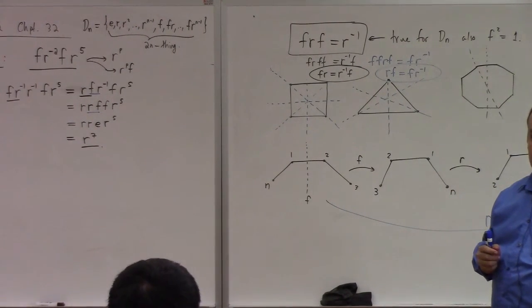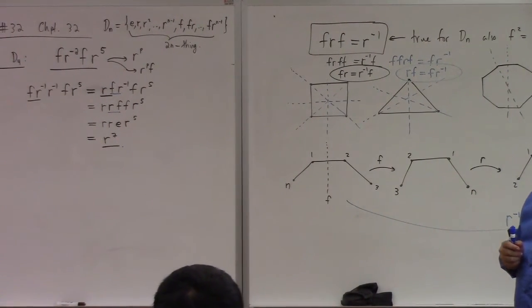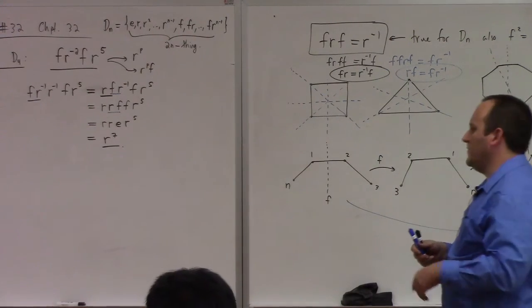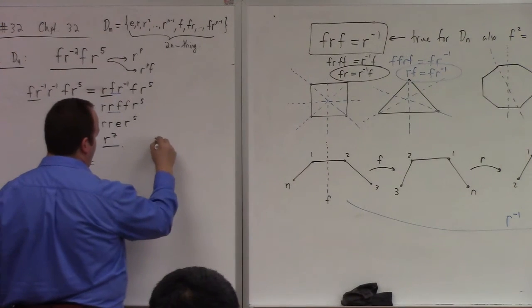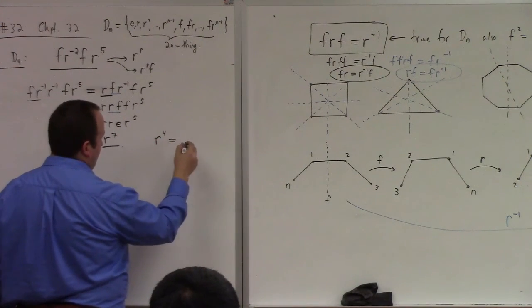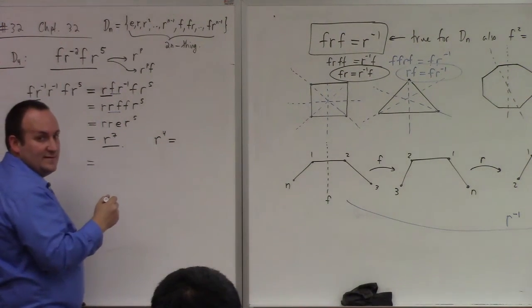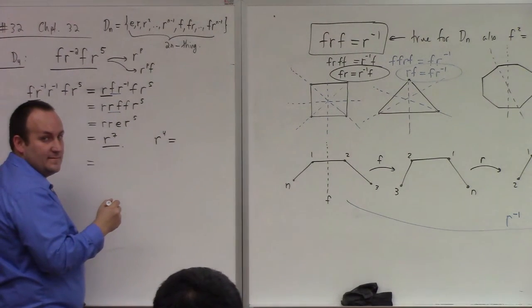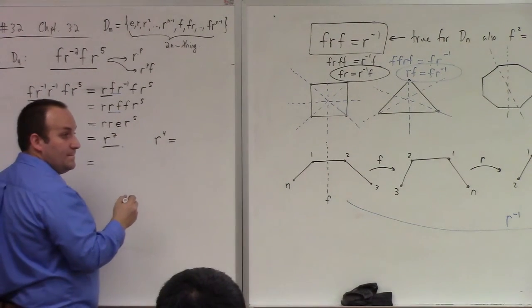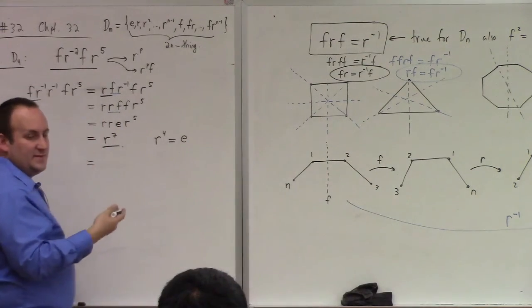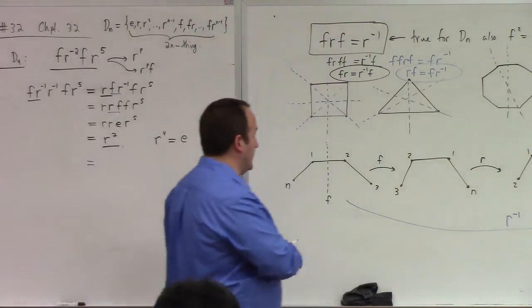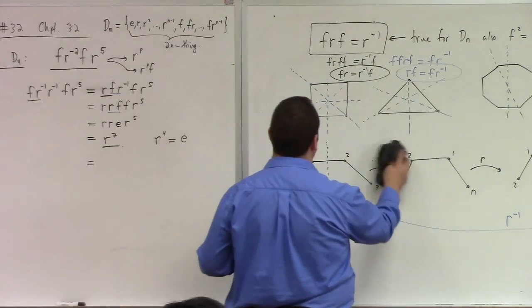But this is in D4, can it be D7? Oh, I'm in D4. I'm an idiot. I'm sorry. Yes, we can do better, can't we? R to the 4th is equal to what? Yeah, I mean, to be specific, there's a subgroup of D4, which is called what?